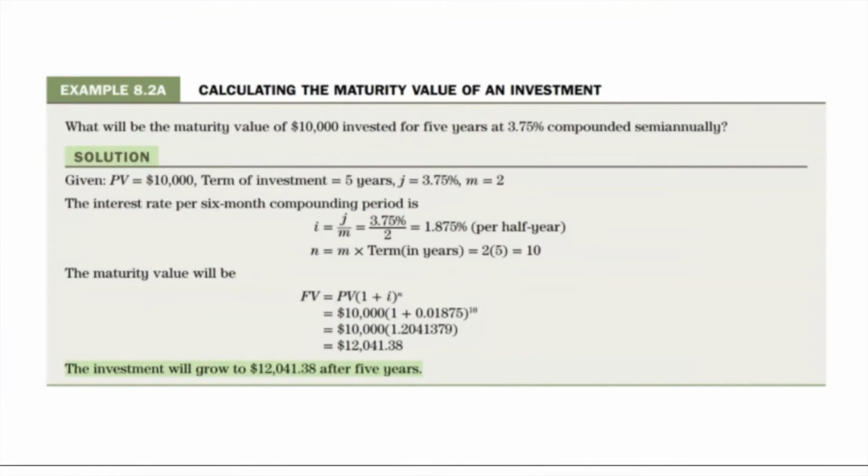We did a bunch of examples here, and there are a lot of good examples that show you how to do the basic problem. So what's the maturity value of $10,000 invested for 5 years at 3.75%, compounded semi-annually? Some takeaways from that: the present value is $10,000. The other thing is we need to ask, what is the periodic interest rate? It's 3.75%, but it's compounded semi-annually.